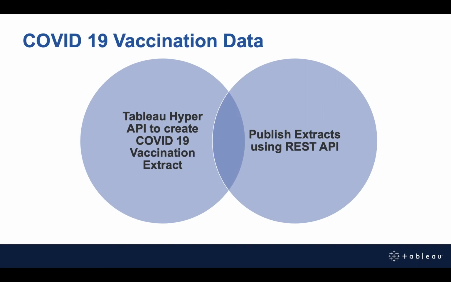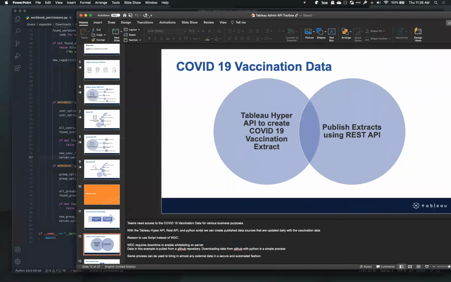What's cool about this process is that it can be used for almost any external data to bring it into your Tableau server in a secure and automated fashion. Maybe you need stock market data from an outside source, COVID cases data, health and safety reports, regulations, anything really, external data where your users could see a need for it. We can use the Tableau Hyper API and REST API to create an extract and publish it to the server. So let's take a look at this code and walk through it.